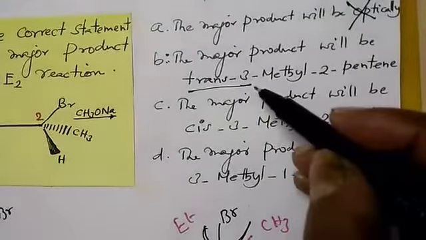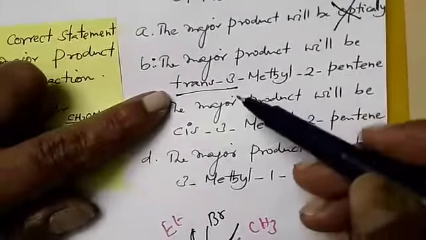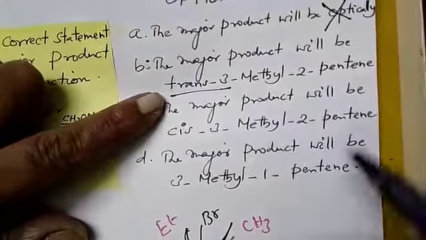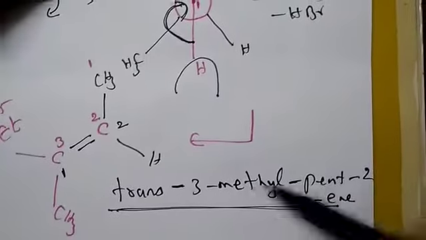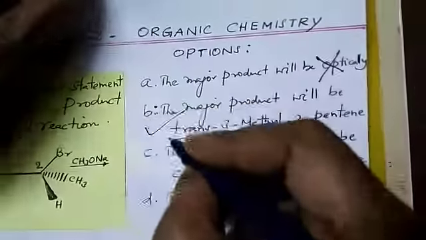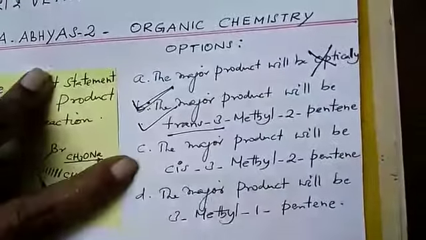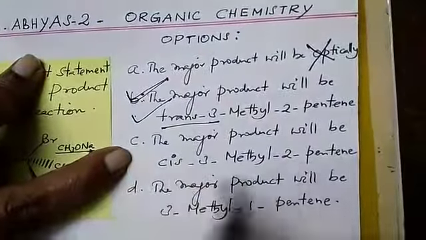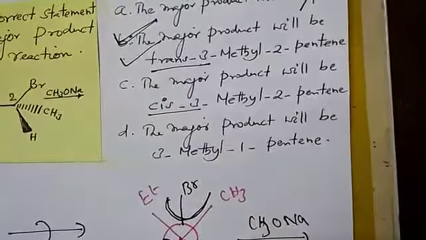Next one is trans we are getting. So now compare my naming: trans 3-methyl 2-pentene, trans 3-methyl penta-2-ene. Penta-2-ene, both are same. So this is the correct answer. My answer is B. Okay, the C is given. So B is the answer, so this is not correct, and the next one is also not correct.